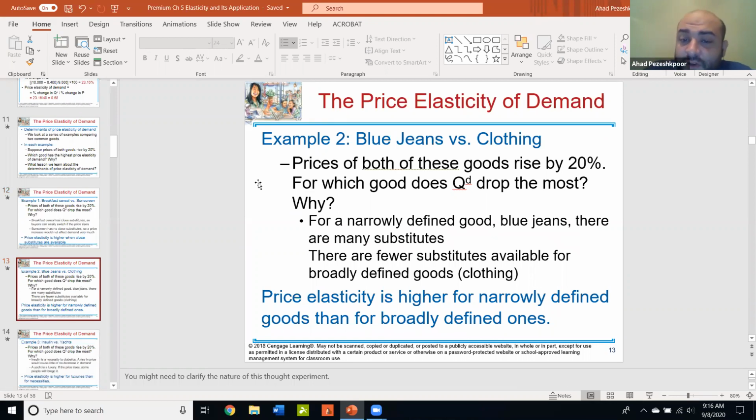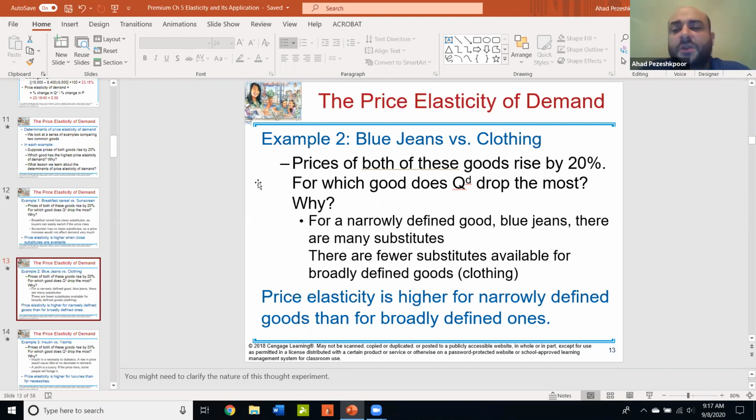Blue jeans versus clothing. Price of both of these goods rise by 20%. For a narrowly defined good, blue jeans, there are many substitutes. There are fewer substitutes available for broadly defined goods. When clothing in general becomes more expensive, people just can't go around shirtless or naked. They still need to buy some form of clothing.